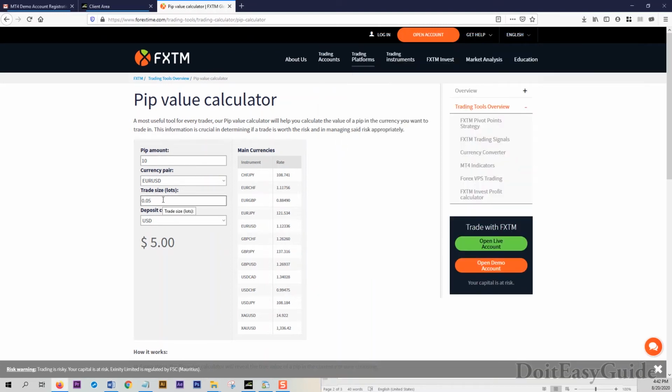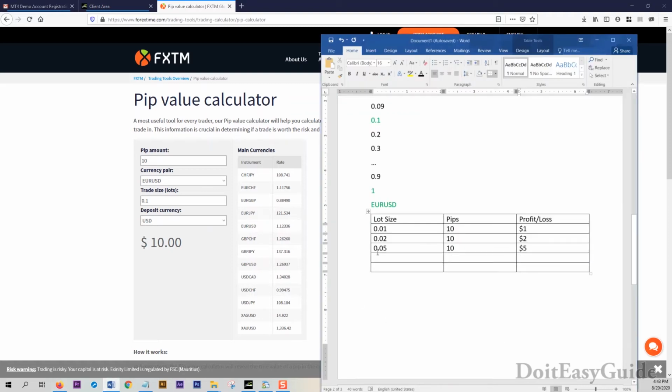Now if your lot size is 0.09 and your pip amount is 10, then you are taking $9. And if you increase 0.09 to 0.1, that means 0.1, 10 pips, it will be $10. Got it?